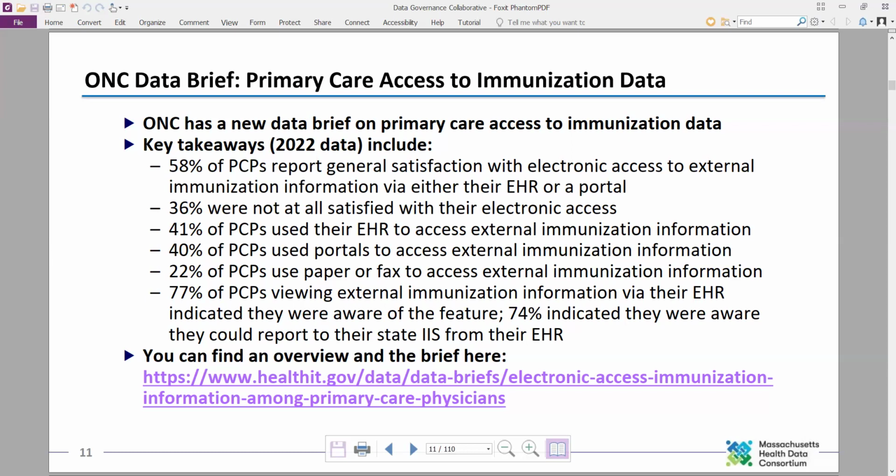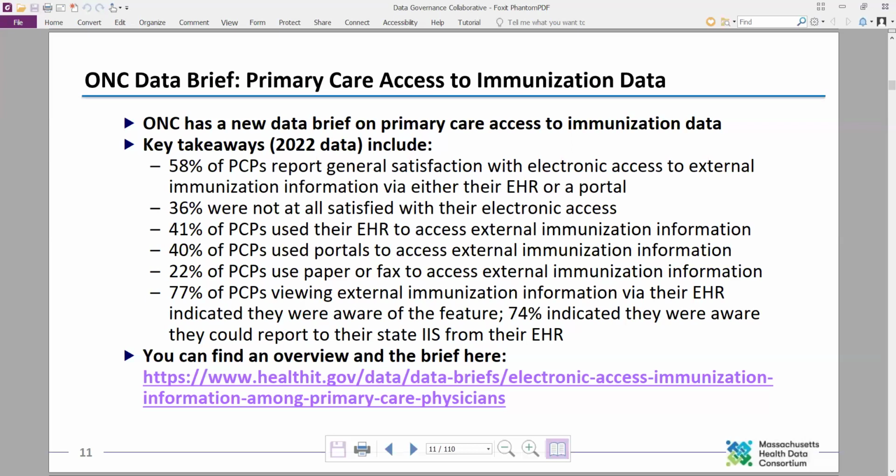Now here's another thing that was kind of a little bit weird. This report had some oddities in it. They're usually really good and really consistent. This one to me wasn't quite as baked as they usually are, because they said that 77% of PCPs viewing external immunization information were aware that they could view external immunization information via the EHR. So they're doing it, but only three-quarters of the people who are doing it are aware that they're doing it, I guess.